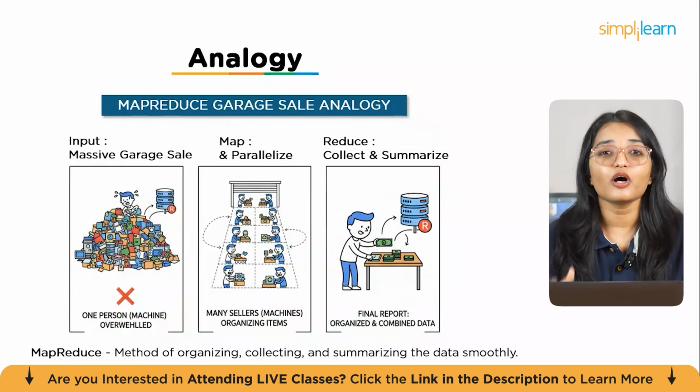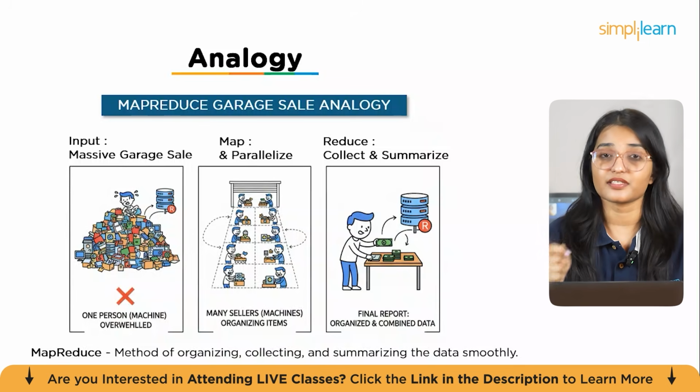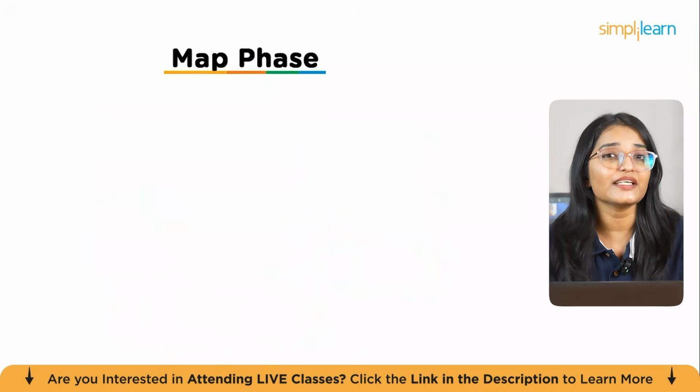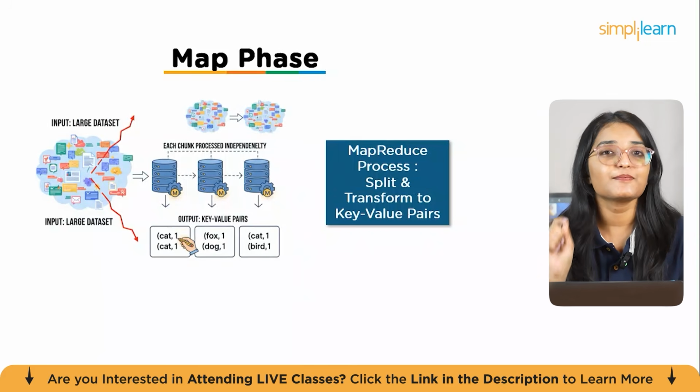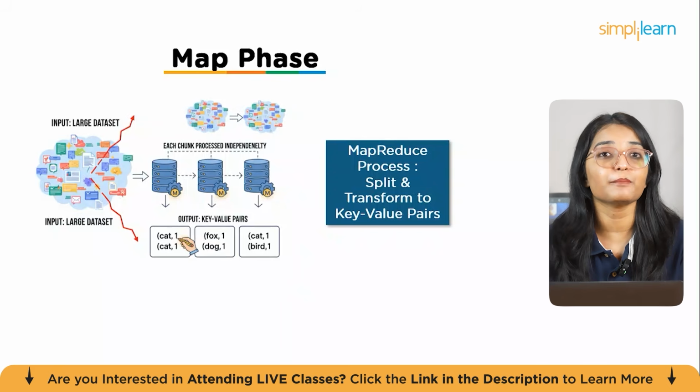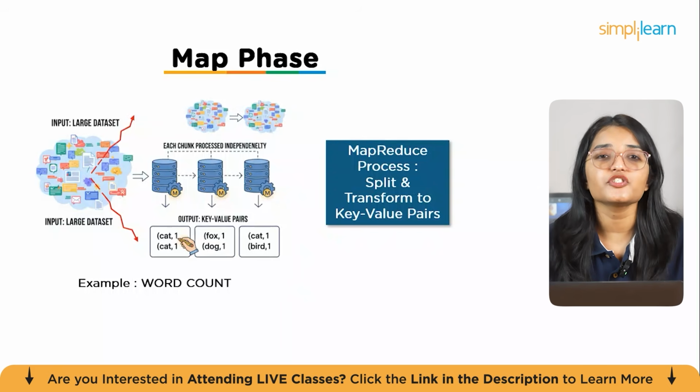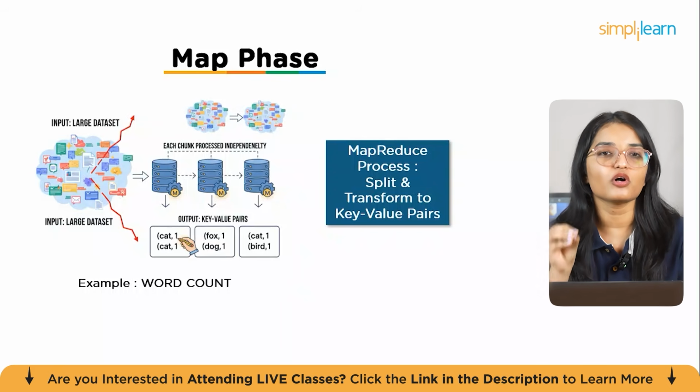So now that we know what MapReduce is and why it was created, let's dive into how it actually works, starting with the map phase. Map phase means splitting and mapping data. The first phase of MapReduce is called the map phase. Here, the large data sets are split into smaller chunks.